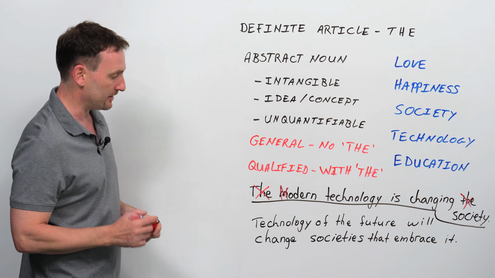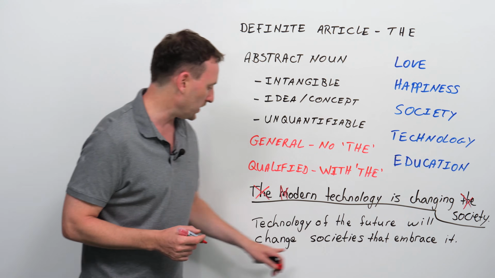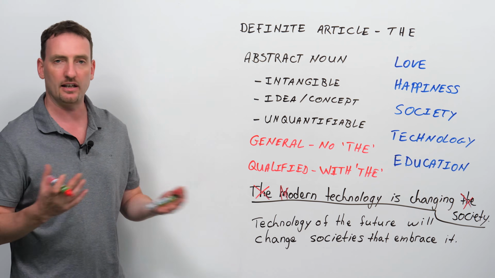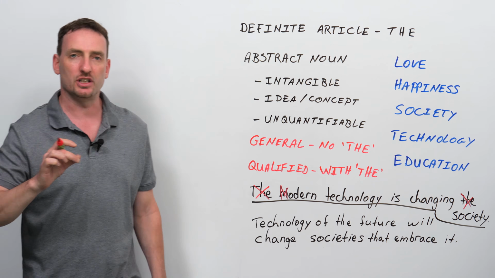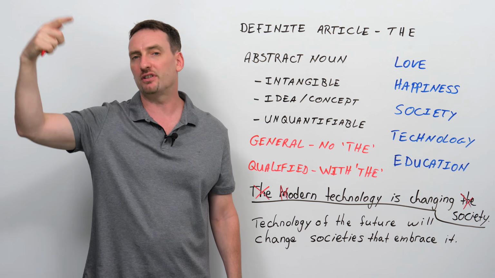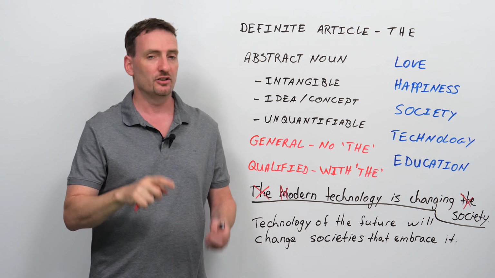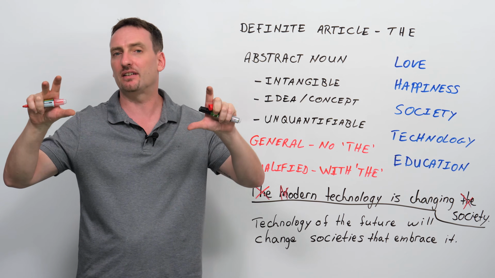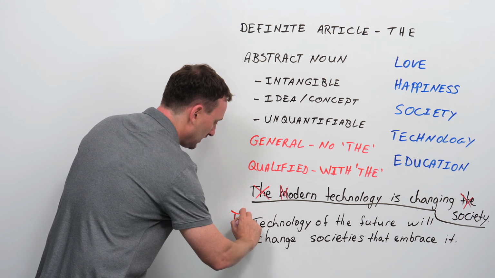Okay, let's look at another example. Technology of the future will change societies that embrace it. Now, do I need any articles here? Well, here we're talking about a specific technology. Technology 100 years from now will be very different than technology today. So then you can look at it as two different specific technologies. So here I need the.